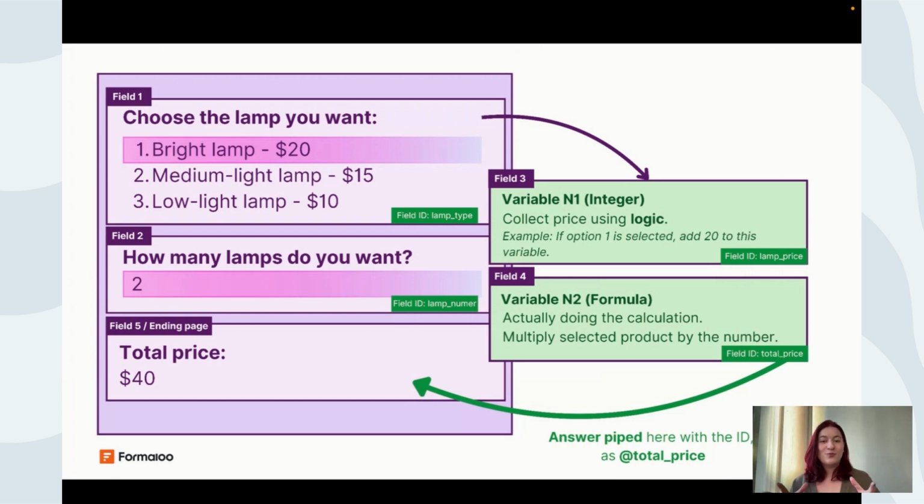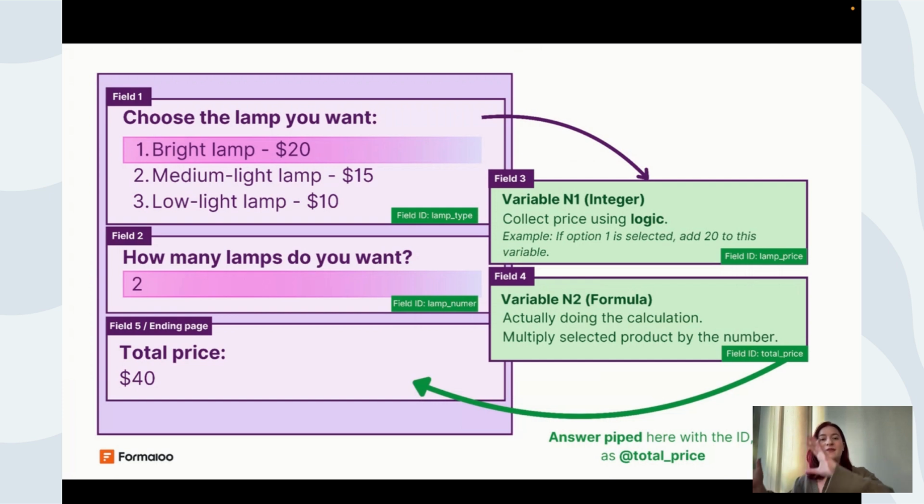So in the form, we would ideally have 4 fields. Out of these 4 fields, 2 are variable fields, which are going to be hidden, so the users will not be able to see them. For example, if the first question is "choose the lamp you want", this can be a single choice question or a drop down. They can choose, for example, the bright lamp that costs 20 euros, $20.